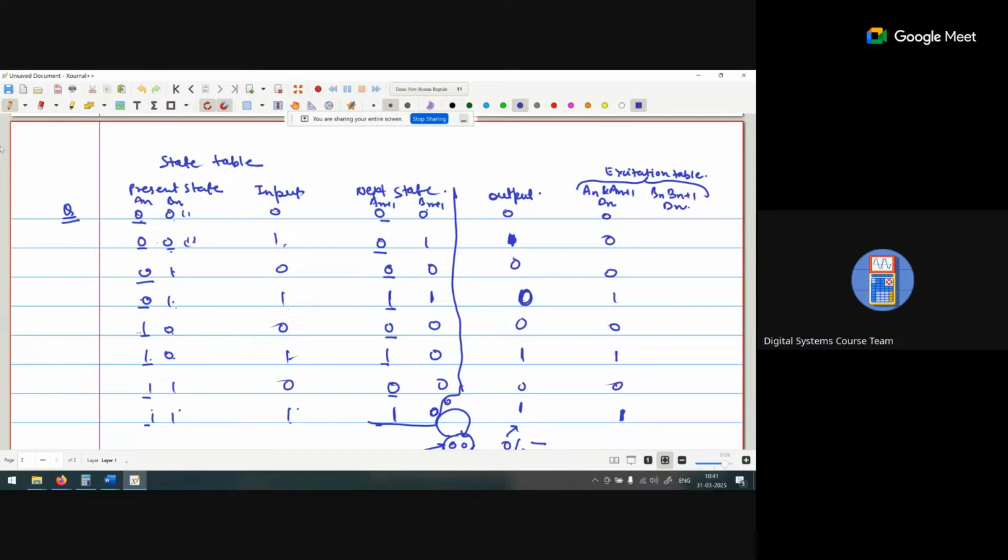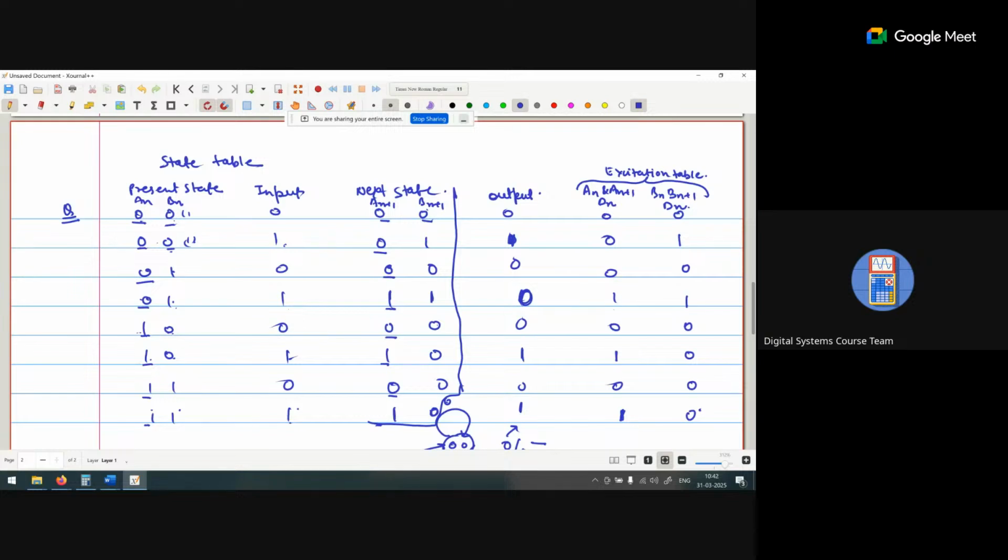Now for Bn and Bn plus 1, we are again getting a Dn. So 0, 0 gives 0. 0, 1 becomes 1. 1, 0 becomes 0. 1, 1 becomes 1. 0, 0 becomes 0. 0, 0 becomes 0. 1, 0 becomes 0. And last is 1, 0 becomes 0. This is the excitation table with respect to Bn and Bn plus 1.